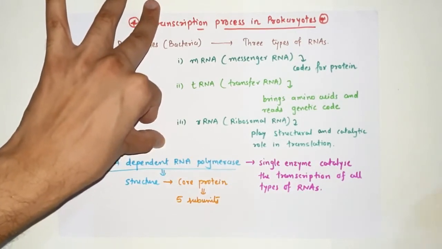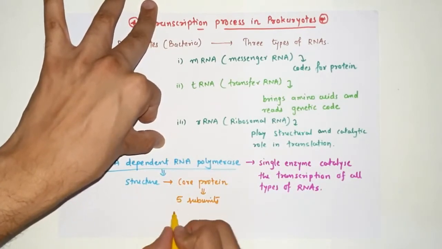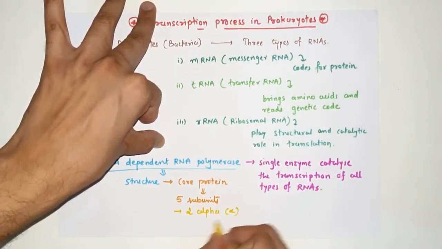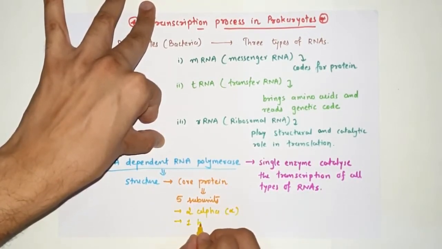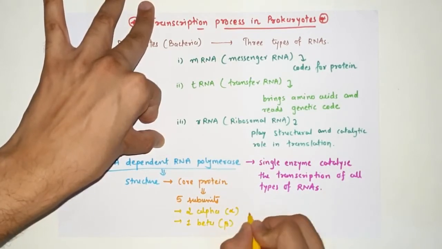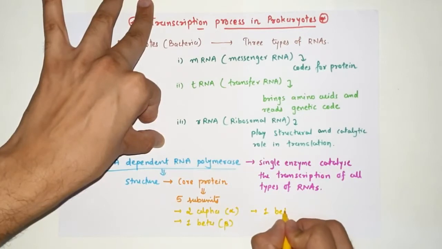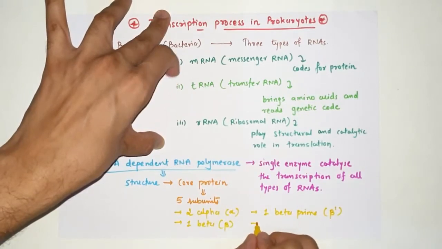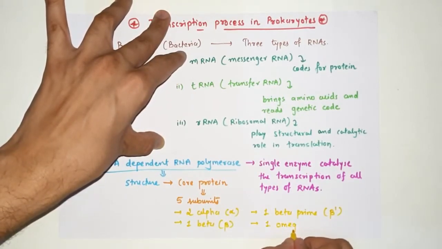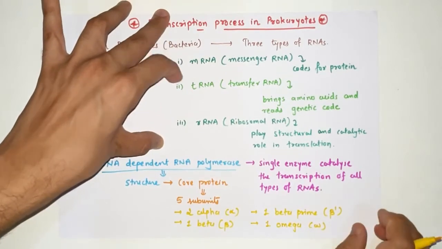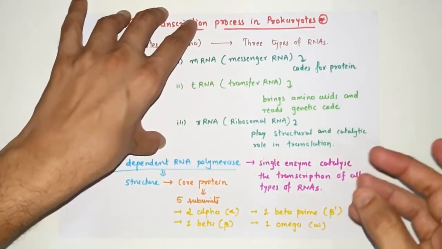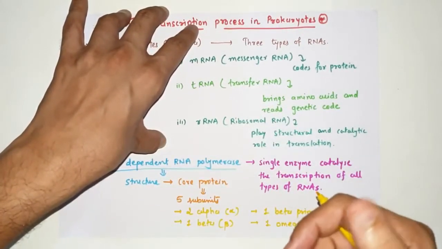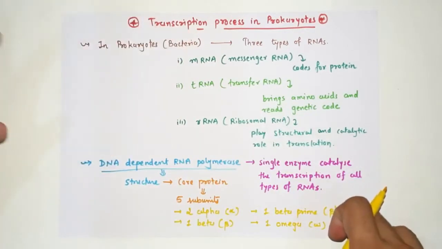And these 5 subunits mainly include 2 alpha subunits, 1 beta subunit, 1 beta prime subunit, and 1 omega subunit. Right, that is, RNA polymerase has the core protein which is made up of 5 subunits: 2 alpha subunits, 1 beta subunit, 1 beta prime subunit, and 1 omega subunit.